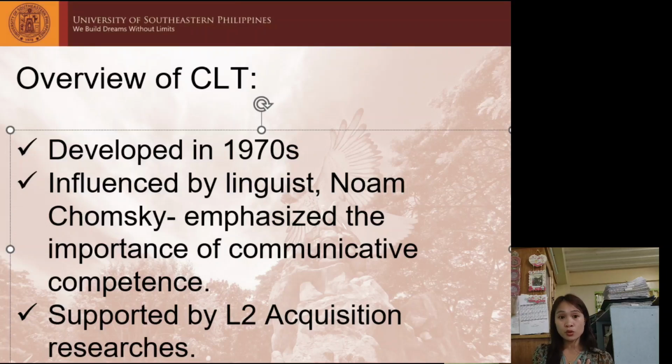And this approach is also supported by research in second language acquisition that proves that real interaction is highly effective, no? More effective in learning a language rather than just mere memorization. Later on, we will know more. We will deepen our understanding of this approach.